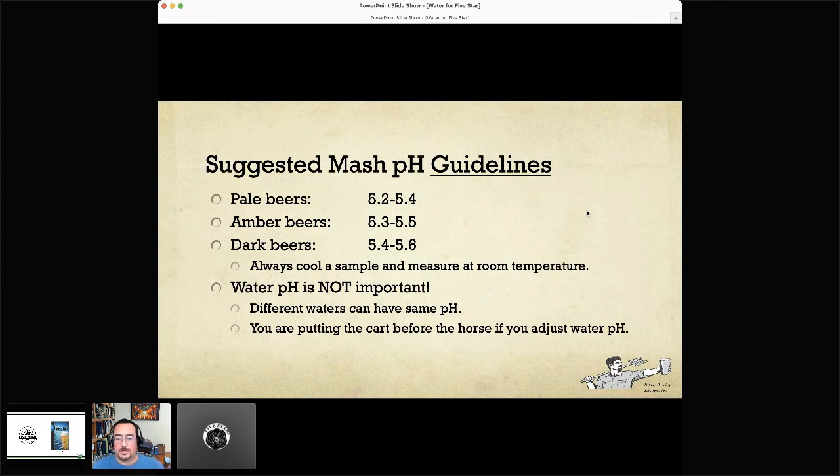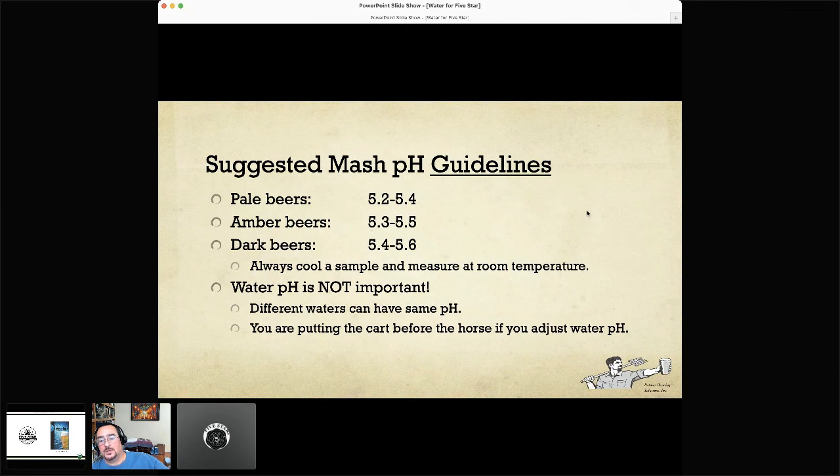Suggested mash pH guidelines, okay? Not rules, guidelines. For pale beers, you tend to want a little lower mash pH, which will then translate, hopefully, into a little bit lower beer pH. So 5.2 to 5.4 to help brighten that malt character.